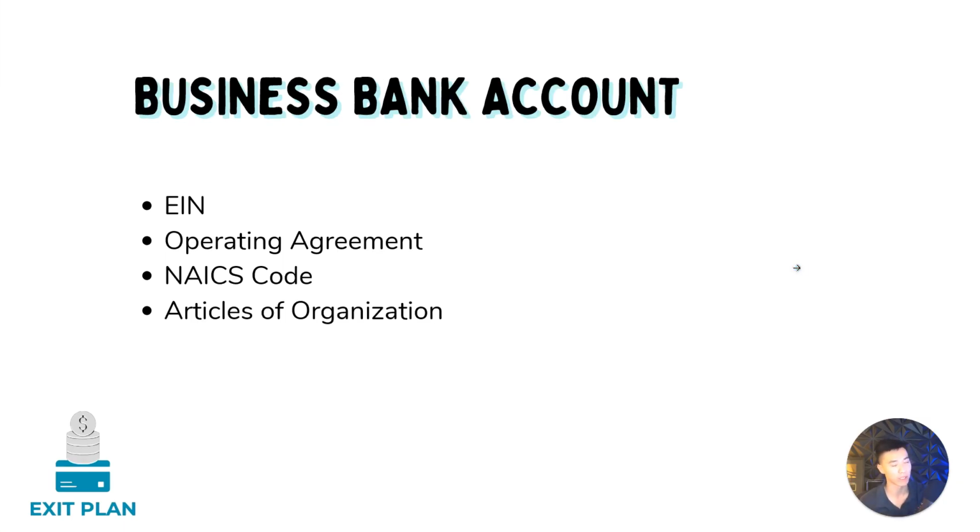And our last step is to gather everything we just did, all the previous steps, and go into a bank and open up a business bank account. What we're going to need for this is the EIN, operating agreement, the NAICS code, and your articles of organization. Also bring your driver's license or an ID, and bring at least $100 just for you to be able to open up these bank accounts. So once you complete all the steps that we just did, you'll be able to go inside the bank and get this done.